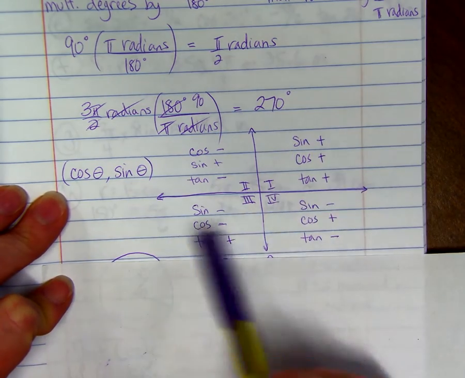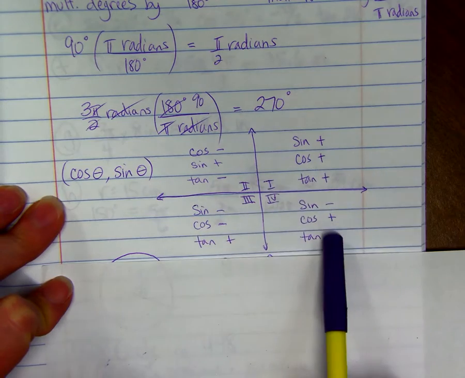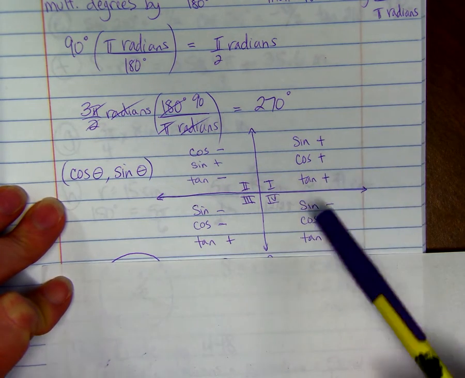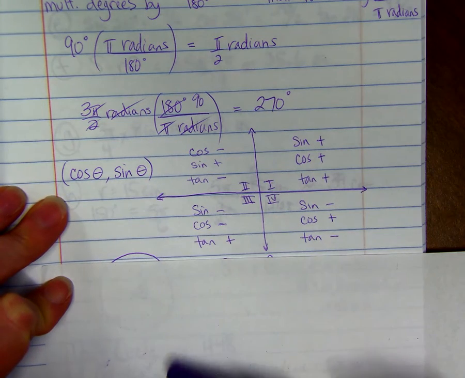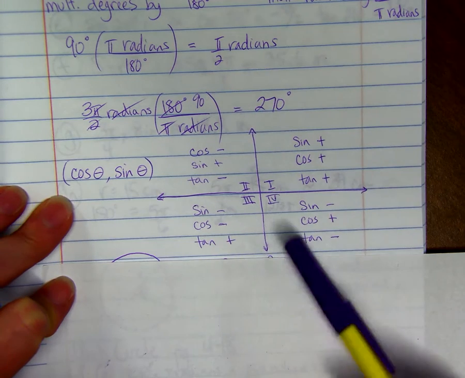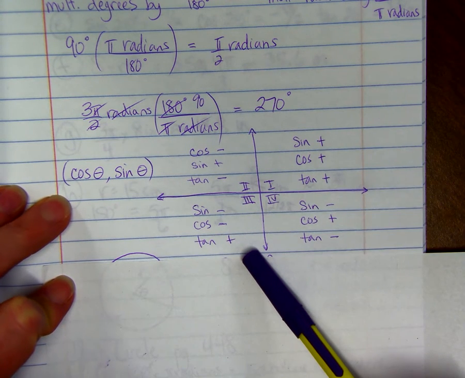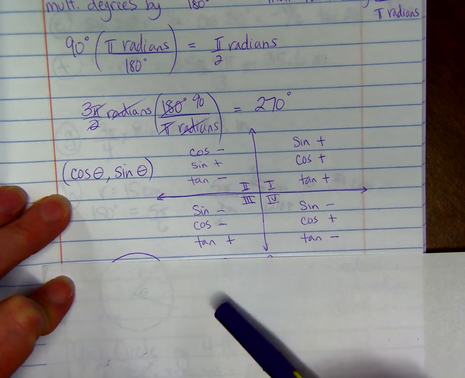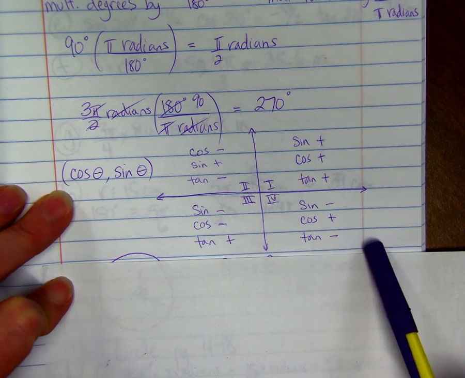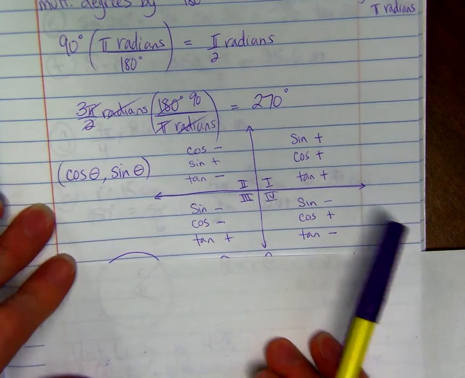So here's our coordinate plane divided up into 4 quadrants. In the first quadrant, all 3, sine, cos, and tangent, will be positive. In the second quadrant, only the sine will be positive, the cos and tangent will be negative. In the third quadrant, sine and cos will be negative, and the tangent will be positive. And in the fourth quadrant, sine and tangent will be negative, and the cos will be positive.